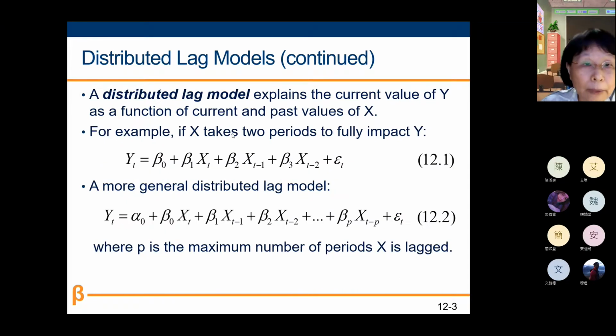Okay, if I have a sample size of 100 with equation 12.1, and if I don't have the lags, I mean Xt-1 and Xt-2, I can use the 100 sample size with Xt and Yt. Since I need to estimate beta 0 and beta 1, how many degrees of freedom do I have?